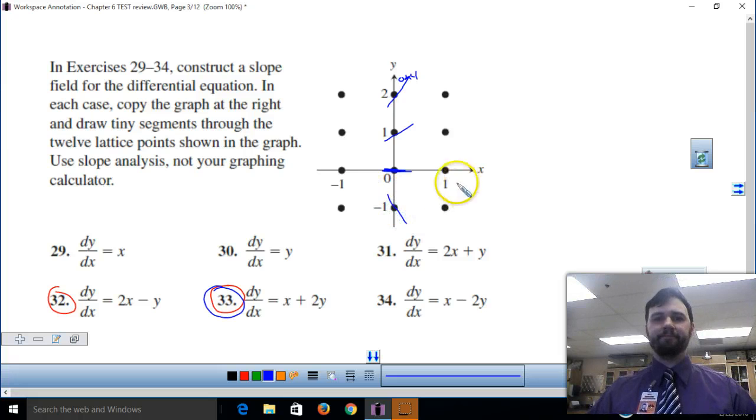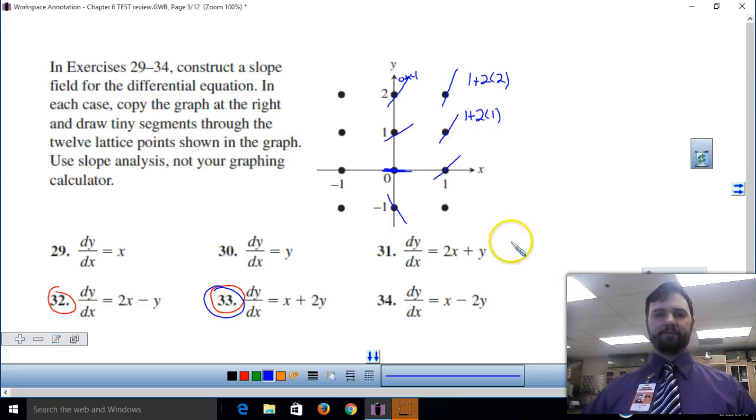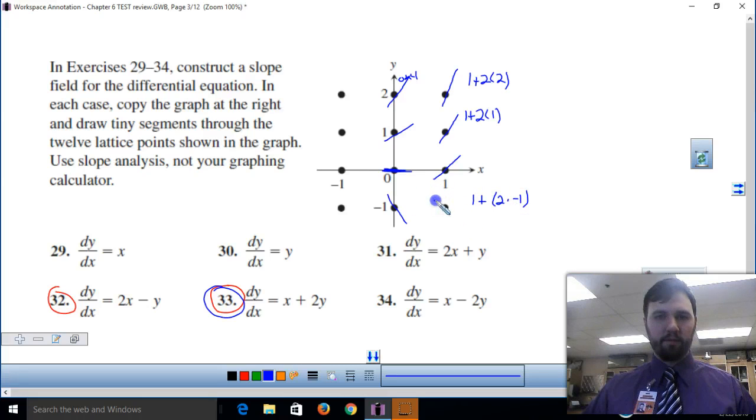All right? Now all the x's are 1. 1 plus 0 is 1. At 1, 1, we're going to do 1 plus 2 times 1, which is 3. 1, 2, we get 1 plus 2 times 2, which is 5. So that's going to be our steepest slope. 1, negative 1, you get 1 plus 2 times negative 1. So that's negative 1.